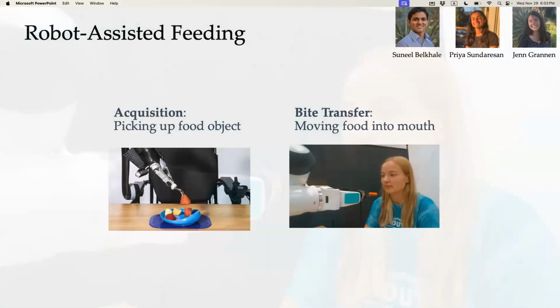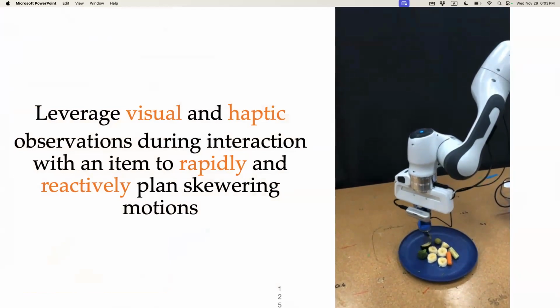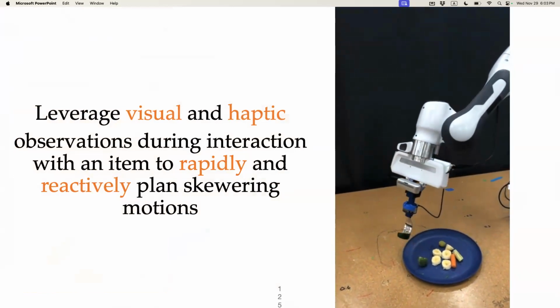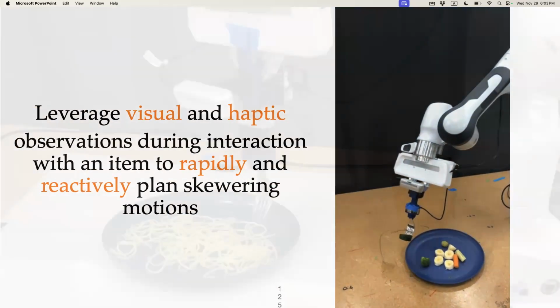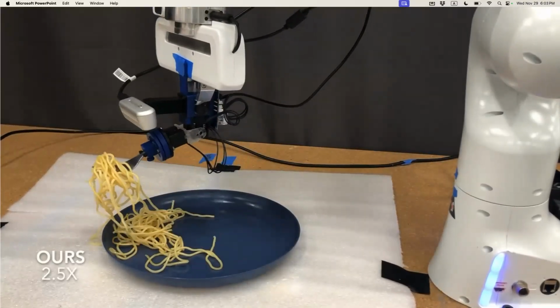I didn't talk about feeding. That is something we are looking at. I'm just going to end with some videos here. We are actively looking at this. We are using some learning-based models that are trying to pick up various types of food items, like spaghetti.